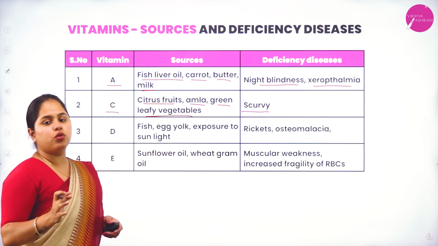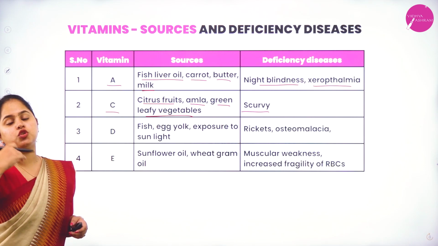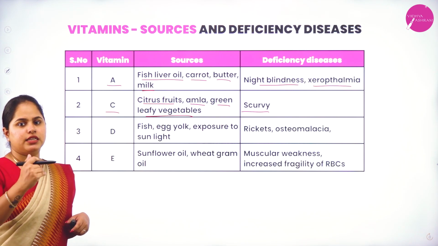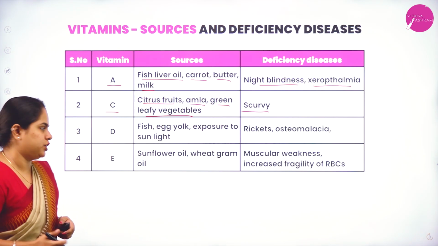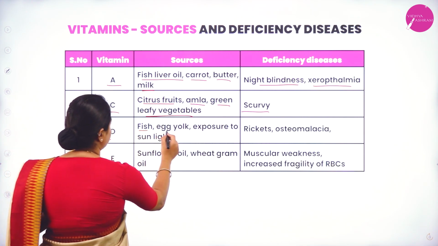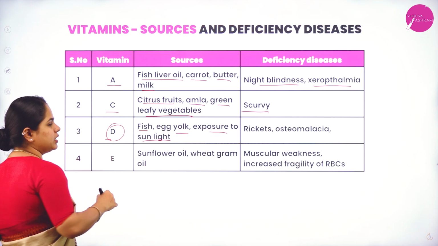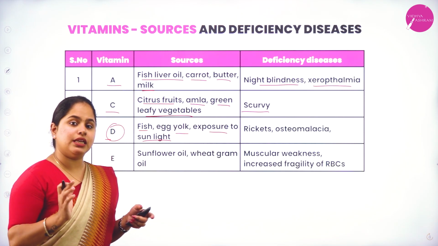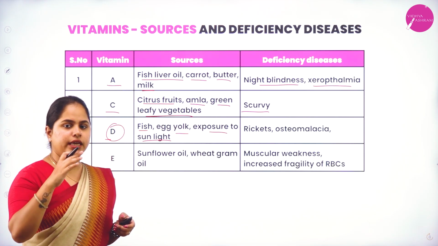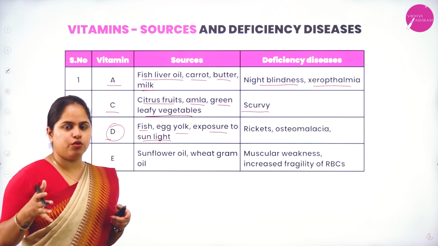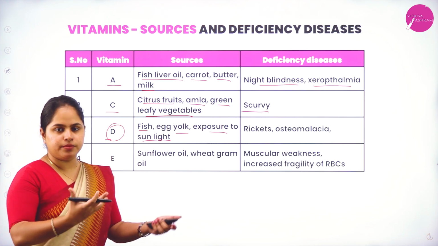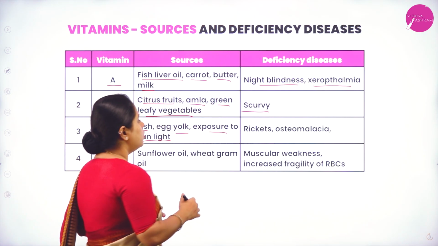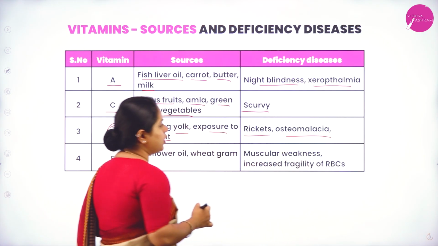So these are important to remember: which is the vitamin, which is the source from which you can obtain this vitamin, and what is the disease that will be present if it is present in lesser amounts, that is, if there is a deficiency. Moving on to vitamin D, which is present in fish, egg yolk, and exposure to sunlight. So vitamin D is very important, and the major source is sunlight. It is usually recommended in the early hours, that is, in the morning, not during the afternoon time. Morning time it is recommended to go outside and catch hold of the sunlight, because it helps you in getting vitamin D, right? Now the deficiency diseases: rickets and osteomalacia.